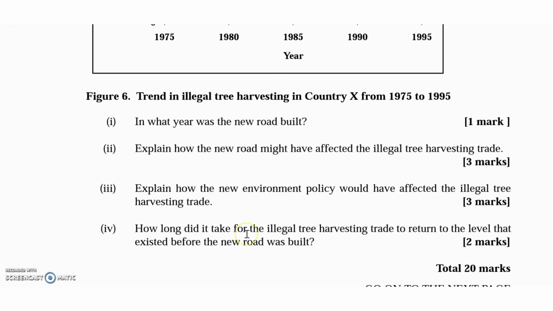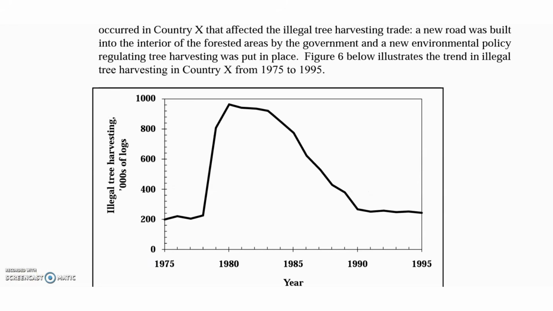Now, part 4. How long did it take for the illegal tree harvesting trade to return to the level that existed before the new road was built? All right, let's see. Now, folks, prior to the year 1978, which is here, this was the original period of time before the actual road was built, from 1975 to 1978. The road was built in 1978. Now, they will ask you how many years it took for the illegal tree harvesting trade to reach levels before the actual road was built. We know for sure the road was in fact built in the year 1978.